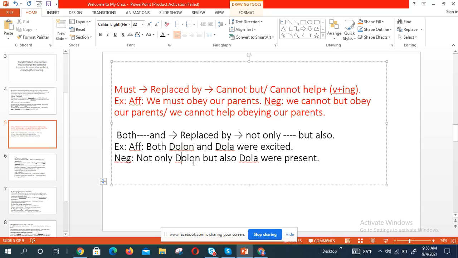Both Dolon and Dola were excited. You get both in this sentence, so you have to make it negative by using the not only but also form. Not only Dolon but also Dola were excited.